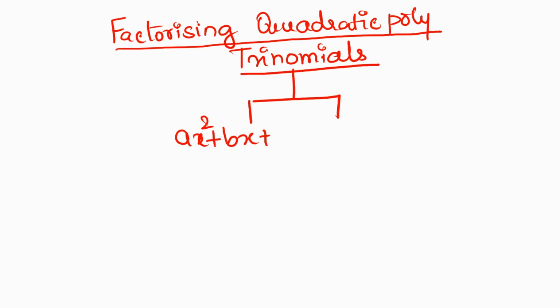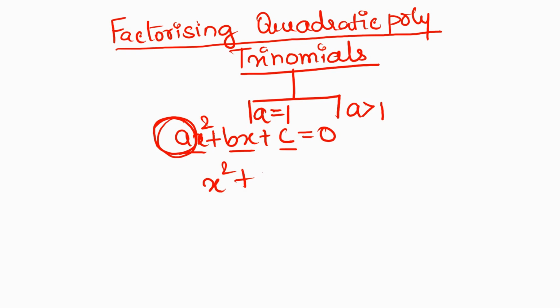Trinomials. This trinomial is generally represented as ax square plus bx plus c equal to 0. This is a quadratic equation. In this I have two cases, when a equal to 1 and when a is greater than 1, that is not equal to 1. So for these two cases we will see two different examples in each category.